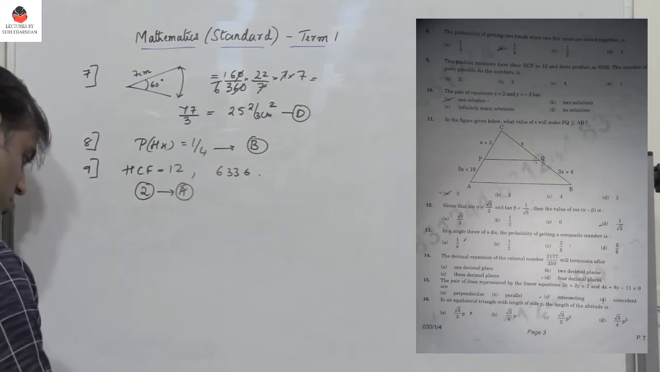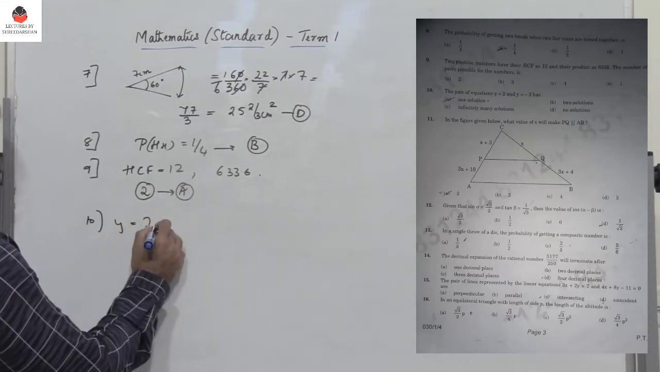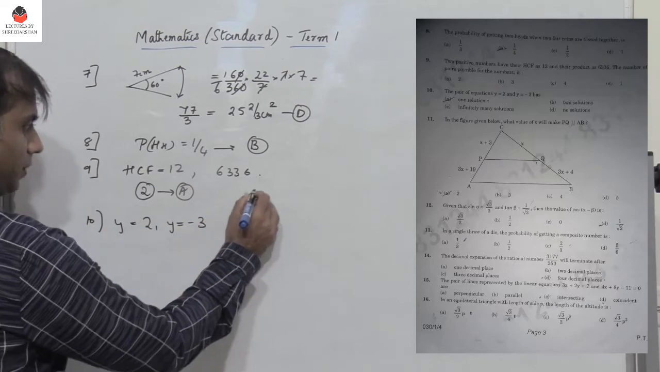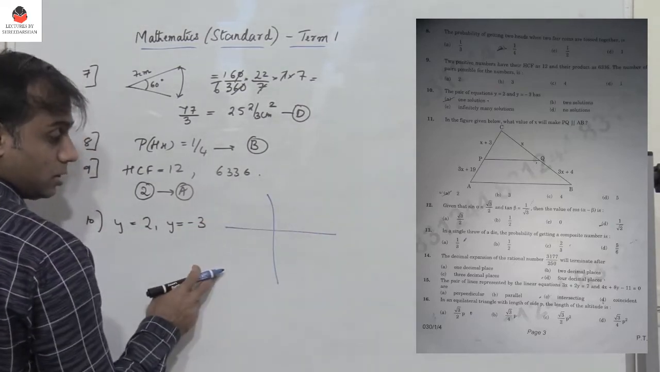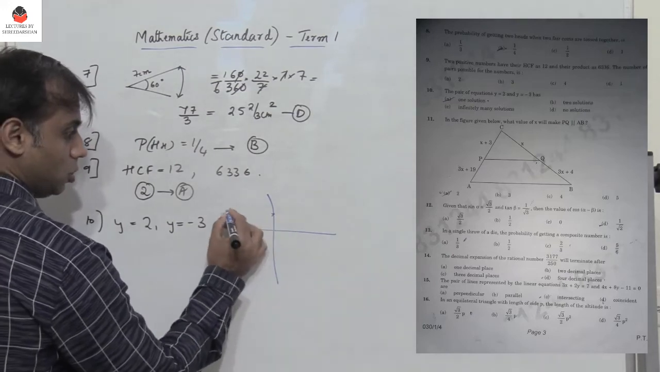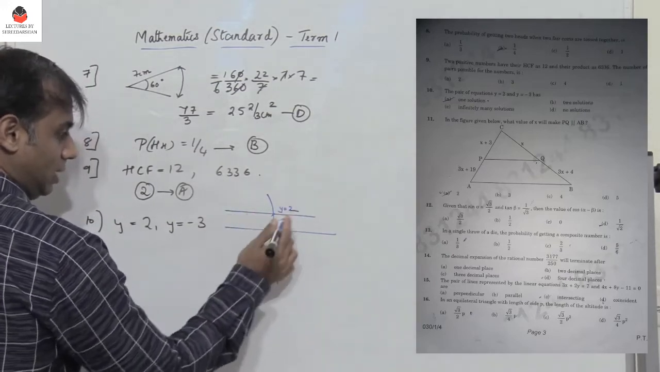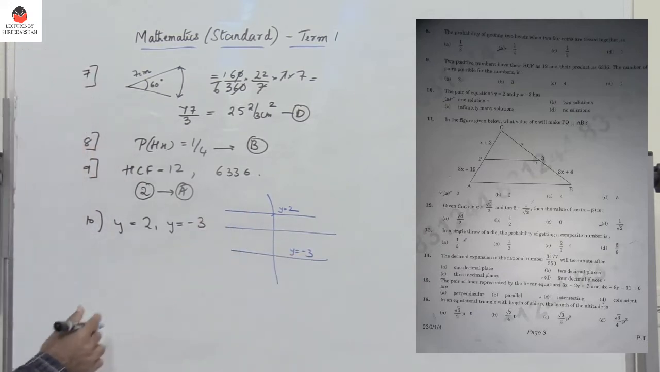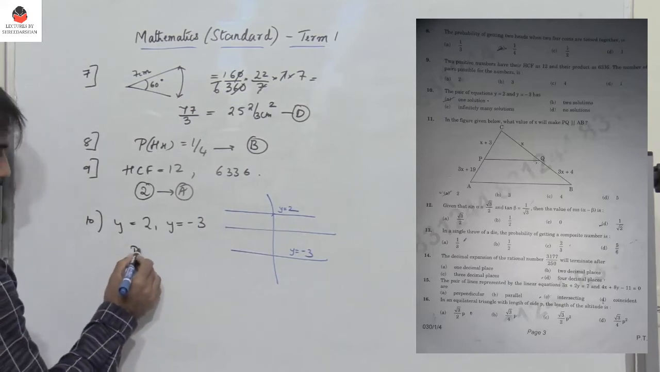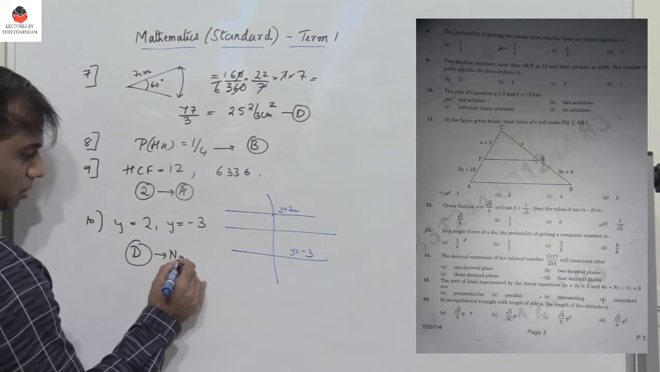Next, question 10. If y equals 2 and y equals minus 3. So if I consider the x, y axis, this is the y equals 2 line, and this is going to be the y equals minus 3 line. So these two lines are parallel. So they do not have any solution. So the answer is option D, no solution.